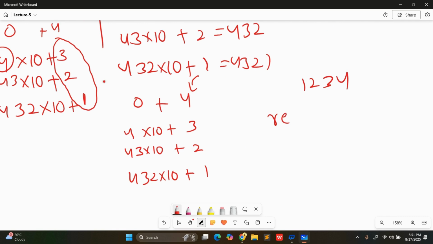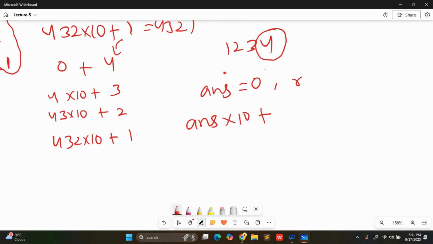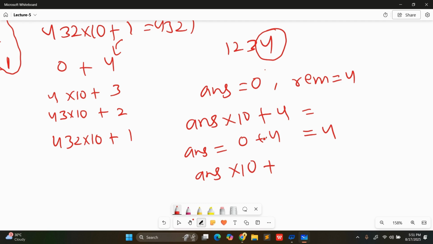I will keep my answer as 0 initially. First I will take this element. I will do answer into 10 plus the remainder, right? So I will store my remainder first. I got remainder 4, so I will store 4. After that, answer is equal to 0 into 10, 0 plus 4, which gives 4. So answer is having 4. Next time, again I will do answer into 10 plus I want to take the remainder.